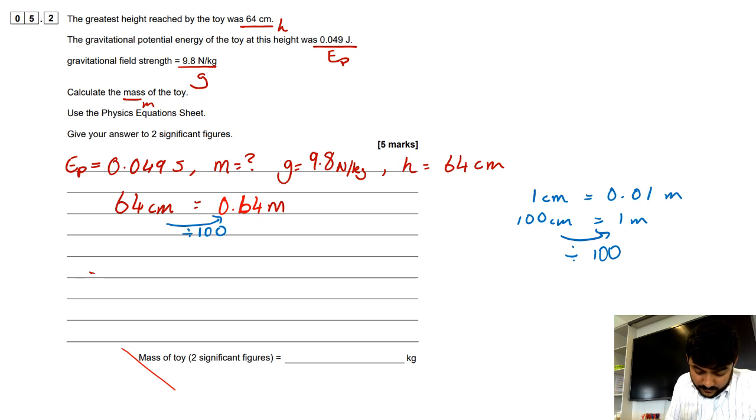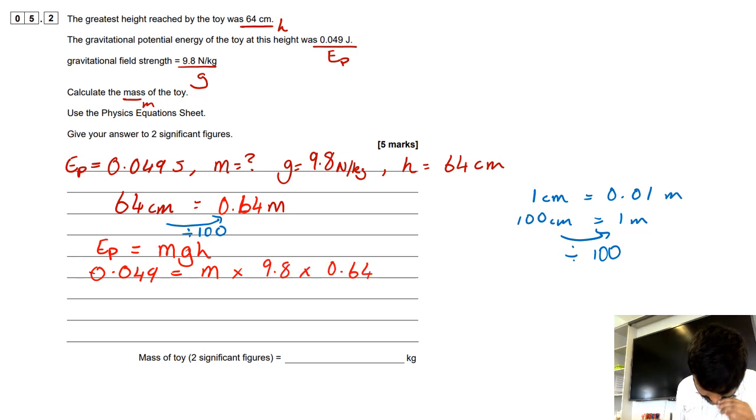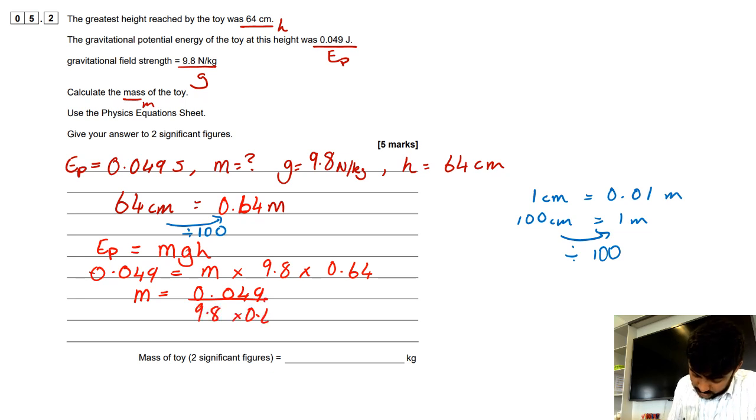Now we can do our calculation, but we first need to look at our equation sheet, or from memory of course, given that EP is equal to mgh, or gravitational potential energy is equal to mass times gravity times height. So 0.049 is equal to mass times 9.8 times 0.64. Rearrange to make m the subject. Mass is equal to 0.049 divided by 9.8 times 0.64.